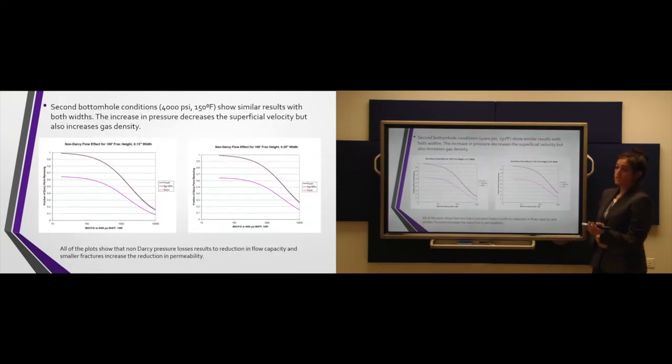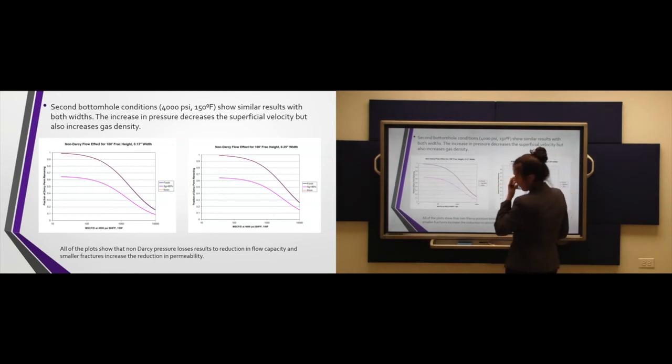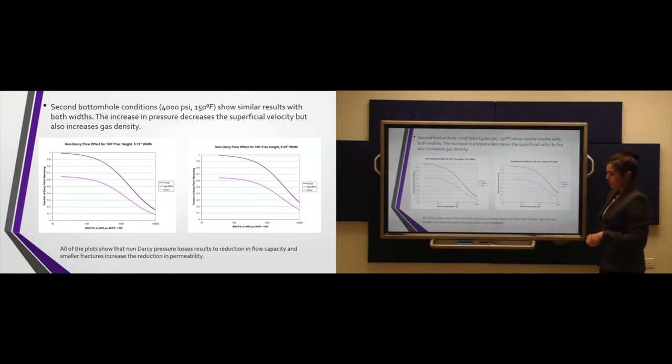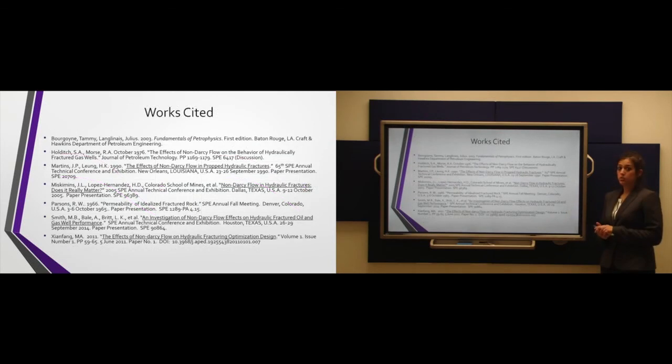Alright, the second bottom hole conditions at 4000 psi and 150 degrees show similar results. As you can see in the graphs, this magenta colored line still lies below. And so, in conclusion, all the plots show that the non-Darcy pressure losses result in a reduction in the flow capacity. What it's saying is that when you decrease the fracture width, it also decreases the permeability even more than it already would have decreased due to non-Darcy flow. In conclusion, reservoir engineers really need to take these non-Darcy effects into consideration in order to receive accurate calculations for production reasons.